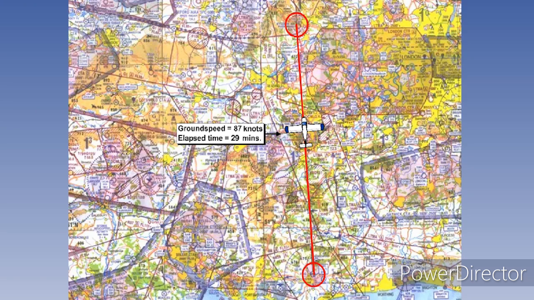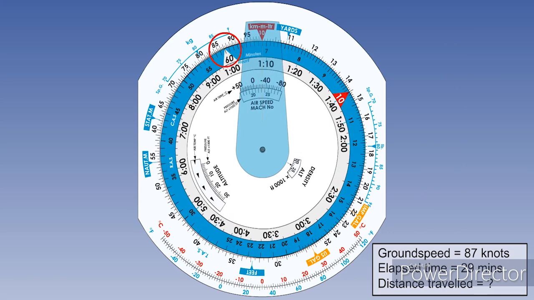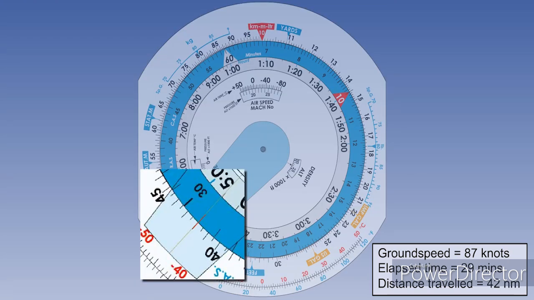29 minutes is almost half an hour, so we should travel just less than half of 87 nautical miles. Set the 60 index against 87 on the outer scale. Using the cursor, read off the distance on the outer scale against the time, 29, on the inner scale. The answer is 42 nautical miles.